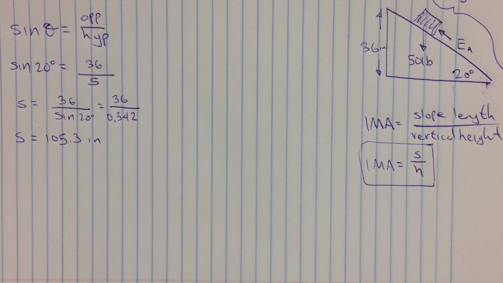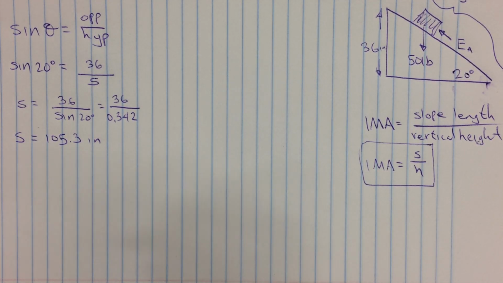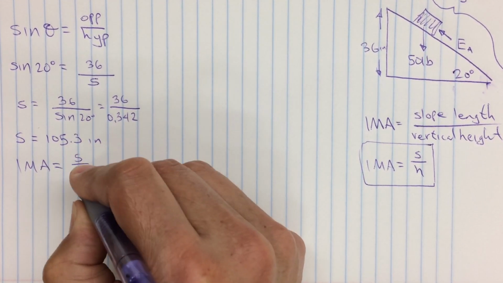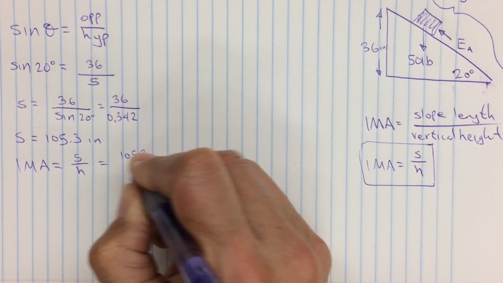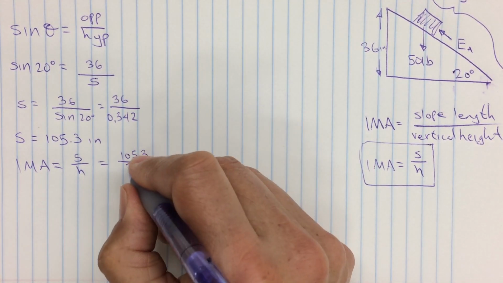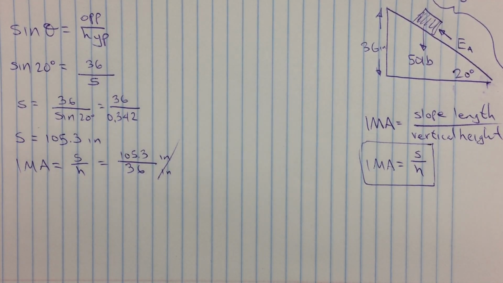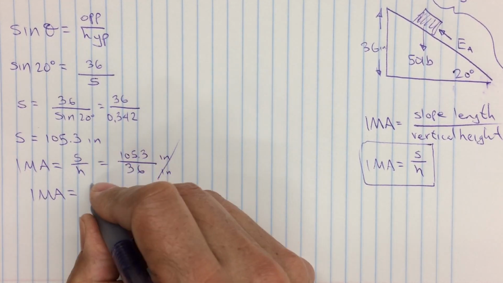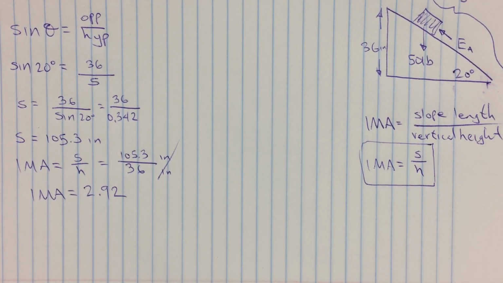So, okay, we need to find out what is the ideal mechanical advantage now that we have S and we have H. So IMA is equal to S over H, which is going to be 105.3 over 36. Now that's inches and that's inches. The inches are going to cancel, giving us an IMA of 2.92 or thereabouts. Okay, so pretty straightforward, I hope.